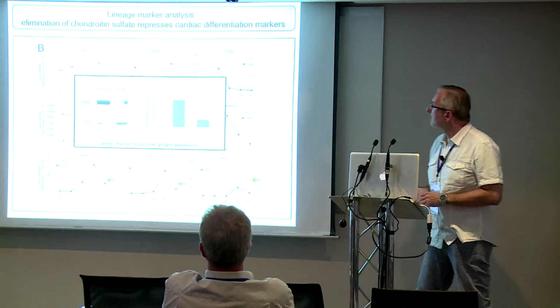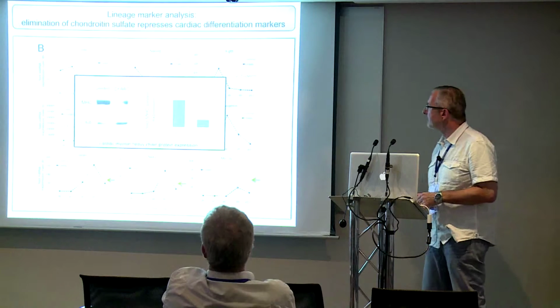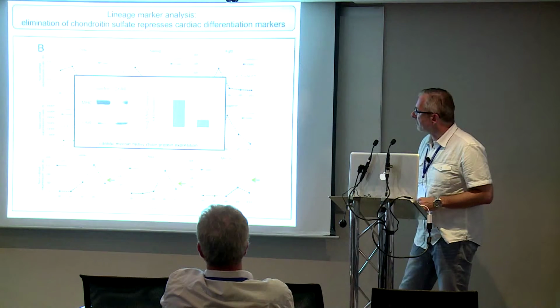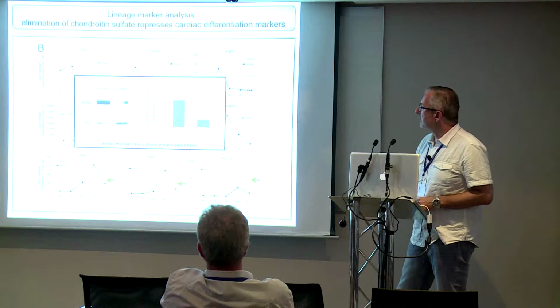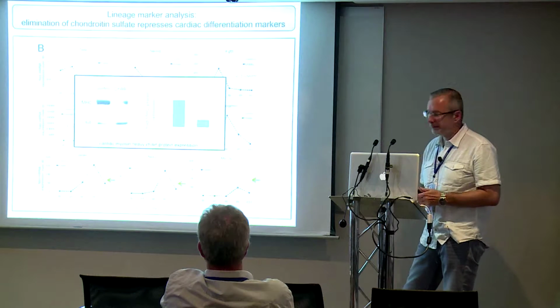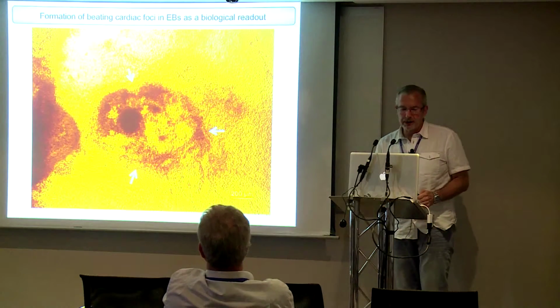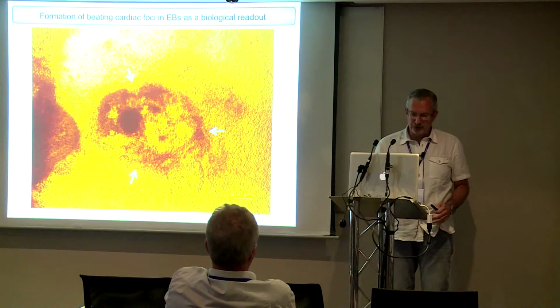And we also did Western blot analysis to look for cardiac myosin heavy chain here, and that again shows the same thing. Digestion with chondroitinase ABC seems to lead to a reduction. This is the quantification here. Good.